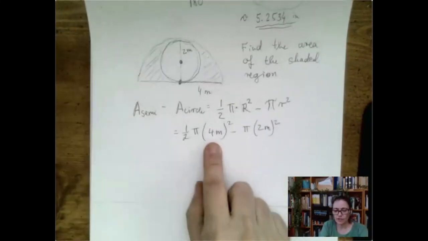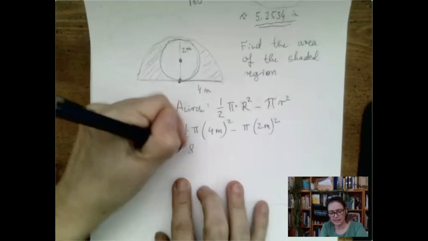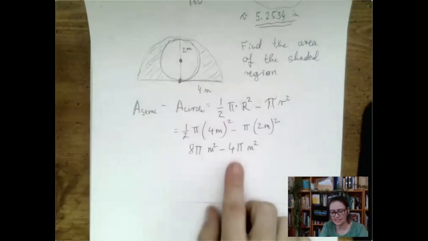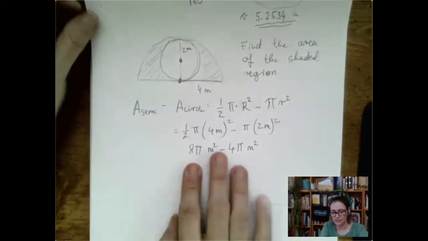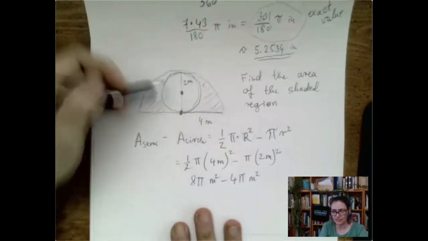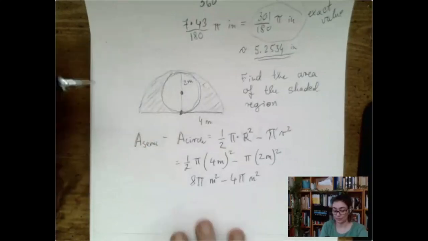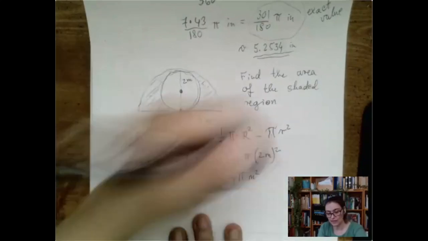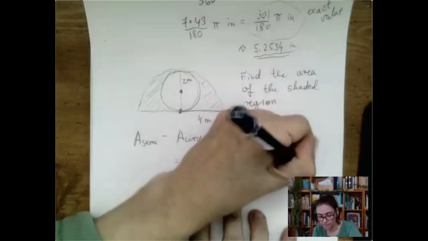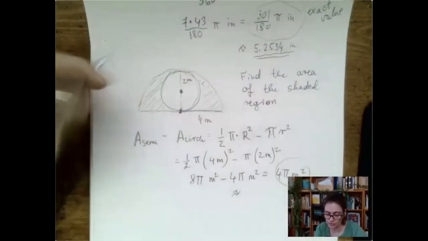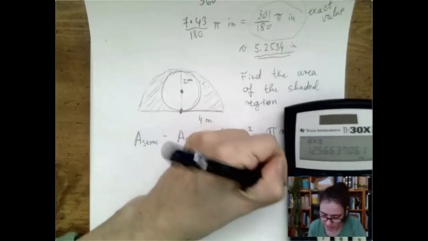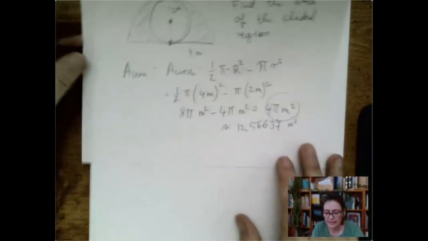So 4 squared is 16, but there is a half here, so it's 8 pi square meters minus 4 pi square meters. You see that this is half of that. So it's kind of interesting. I found it surprising that the shaded area is exactly half, maybe it's not such a surprise, but visually it was surprising to me. So what we have is just 4 pi, right? 8 minus 4 is 4. That's the exact value, and the approximate value is 12.56637. Okay, that went well.